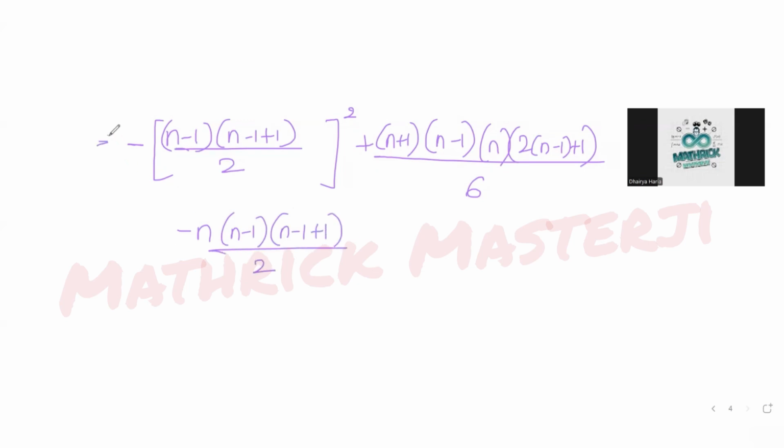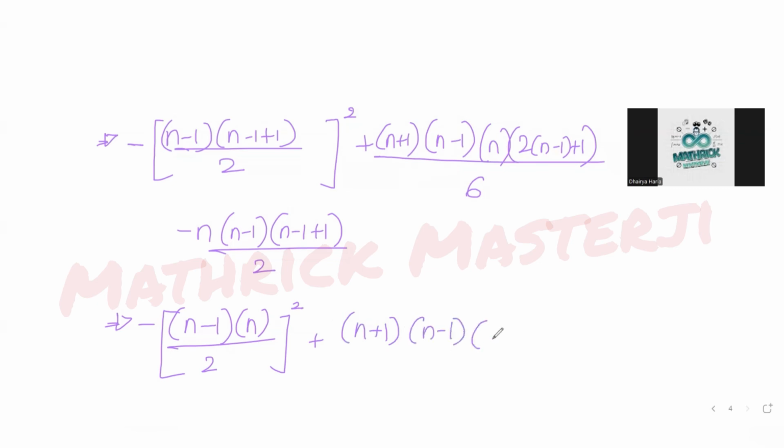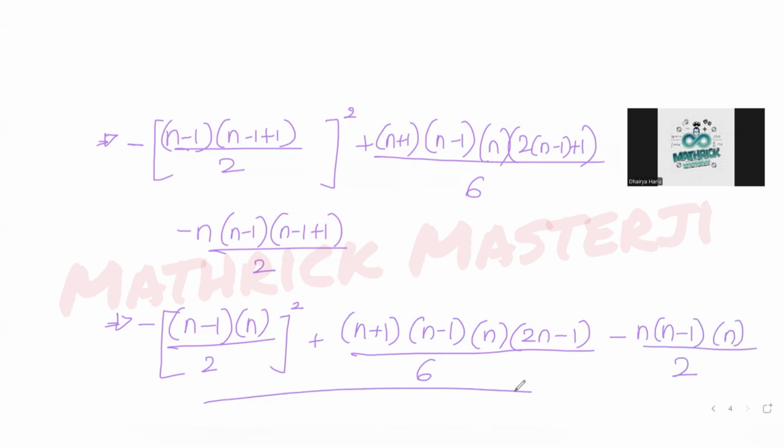So we have this entire term list with us. Let's try to evaluate this. So minus n minus 1, I have this as n over 2, the whole square. Plus here, I have n plus 1, n minus 1, n, 2n minus 2 plus 1, which is 2n minus 1 over 6. And the last term I have here is minus n, n minus 1 into n over 2. So we have this entire numerator. This is basically what your numerator looks like.